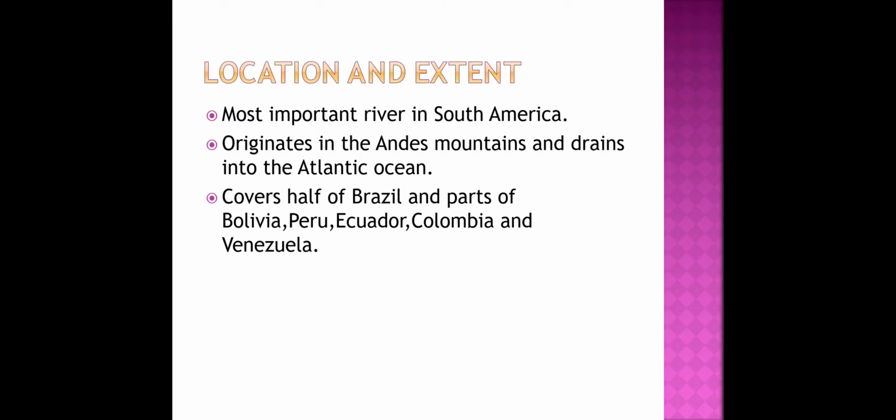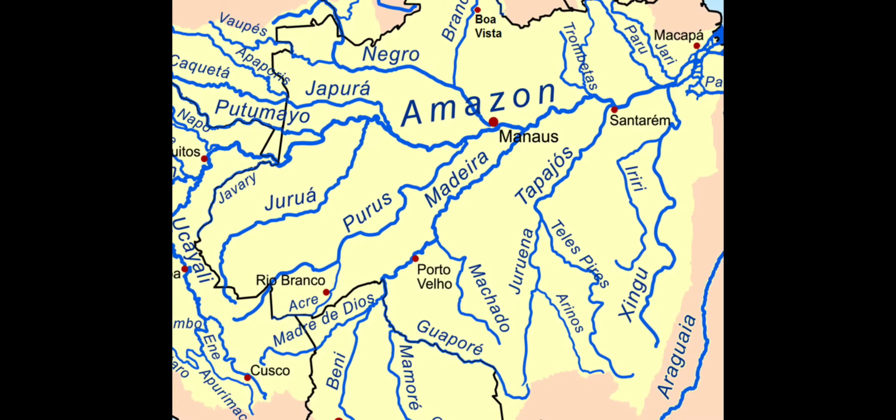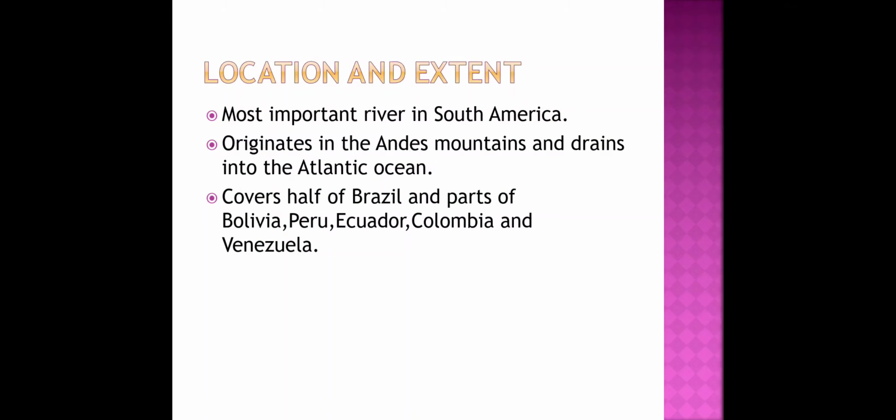Let us now look at the flow of the river Amazon. So it originates from the Andes mountain of west, goes all the way through Brazil and drains in the eastern side of the Atlantic Ocean. Then, just look at this map, it covers half of Brazil, parts of Bolivia, Peru, Ecuador, Colombia and Venezuela. This was about the location and extent of the Amazon basin.